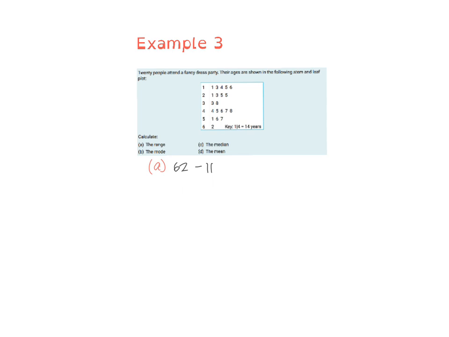So then it's just going to be 62, take away 11, and we get 51 for the range. B is the mode. So the mode is the one that we see occurring most often. So whatever number is most frequent. So again, you're just looking at the graph. And looking at the graph here, I can see that 2, 5, so 25 occurs twice. No other number occurs twice as far as I can see. So the mode is going to be 25.